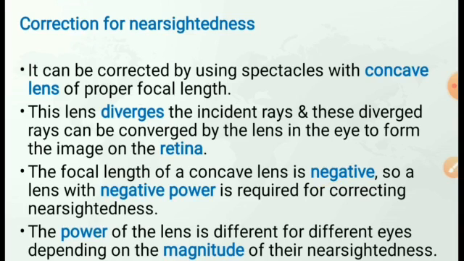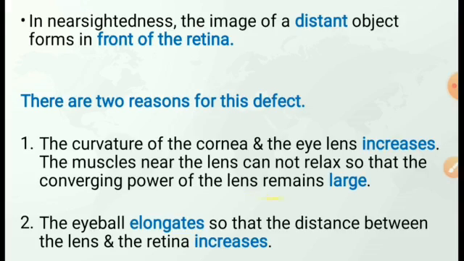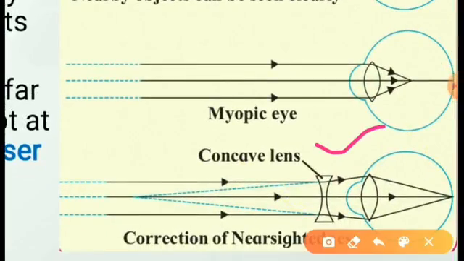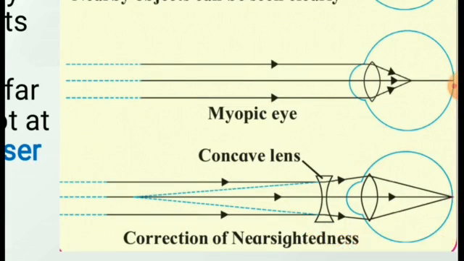Correction for nearsightedness. It can be corrected by using spectacles with concave lens of proper focal length. This lens diverges the incident ray and this diverged ray can be converged by the lens in the eye to form the image on the retina. You can see here we have used the concave lens and this is the retina and the image is formed on the retina.